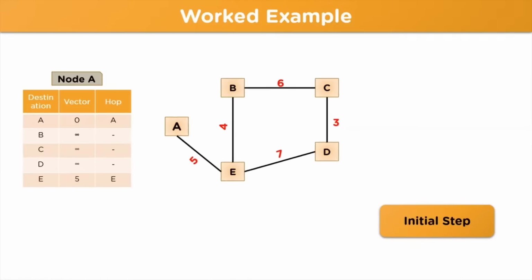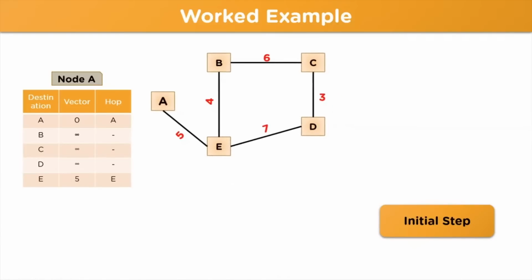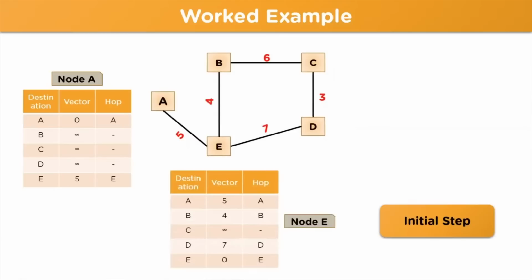Let's make another routing table for node E. This is the routing table for node E. In this routing table, the first is destination node A. According to the network model given, the distance is 5, so the vector value is 5 with the hop to A. Then we have destination as node B. According to the model, the distance vector should be 4.